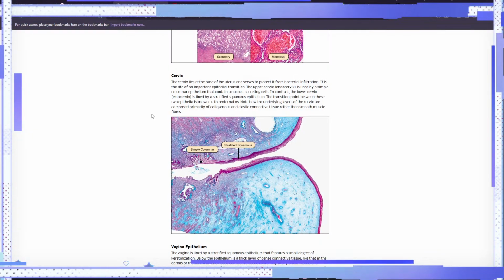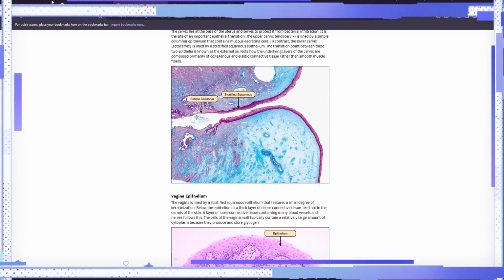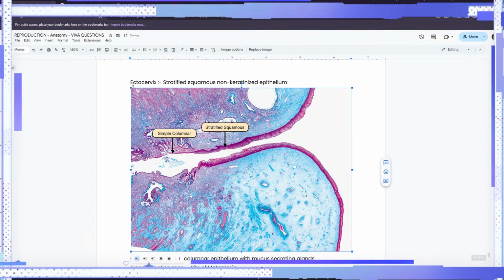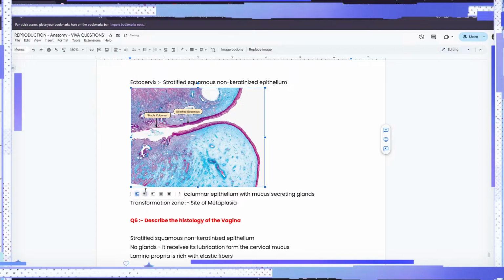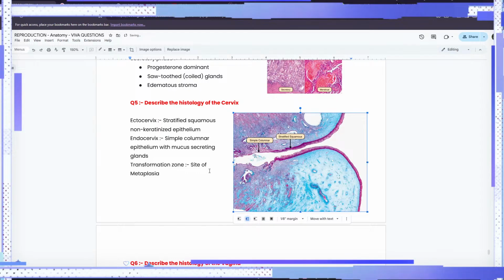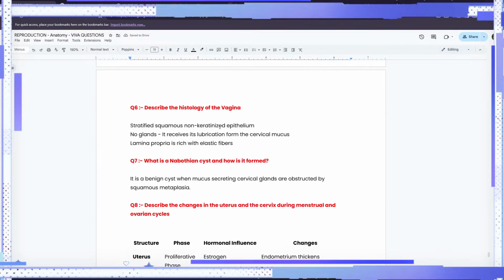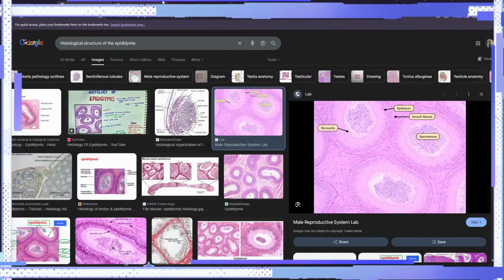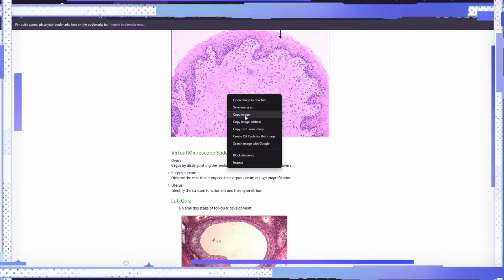Okay, one for the cervix, ectocervix, endocervix, that whole lot, right? Increase the size, transform it. Awesome, right? This is so cool. And then finally, we have the histology of the vagina. There we go. Simple stuff.